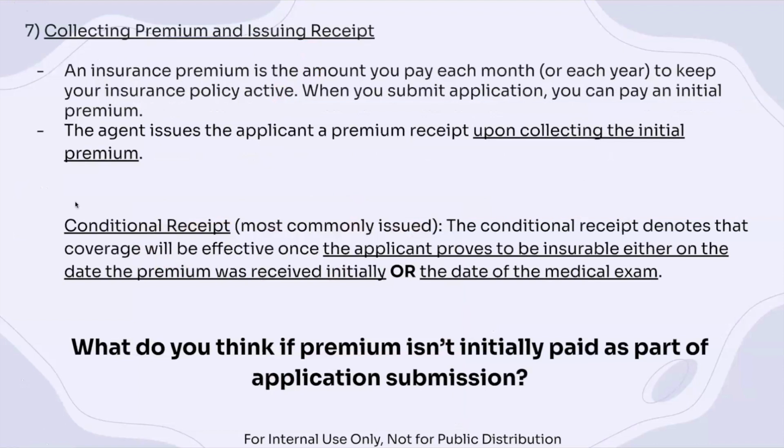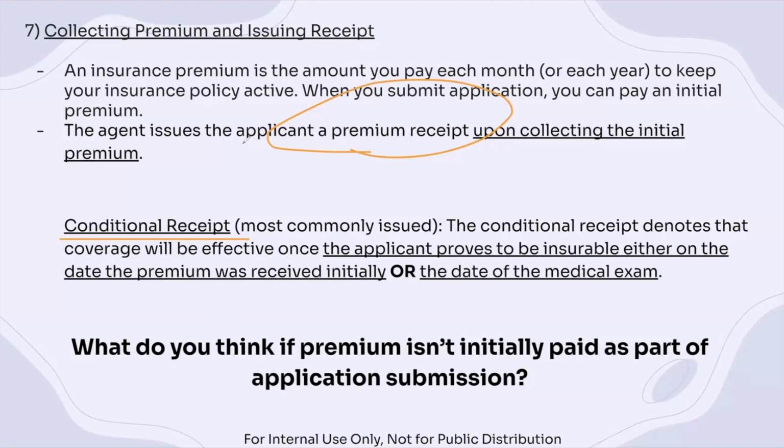All right. And then lastly, we want to be talking about collecting premiums and issuing the receipt. So what is an insurance premium? Well, as I mentioned, that's the amount that you pay each month. It can also be quarterly, semi-annually, or annually, to keep your insurance policy active. And so when you submit an application with the initial premium, you will receive a premium receipt, or it's also called a conditional receipt. So the agent issues that to the client.